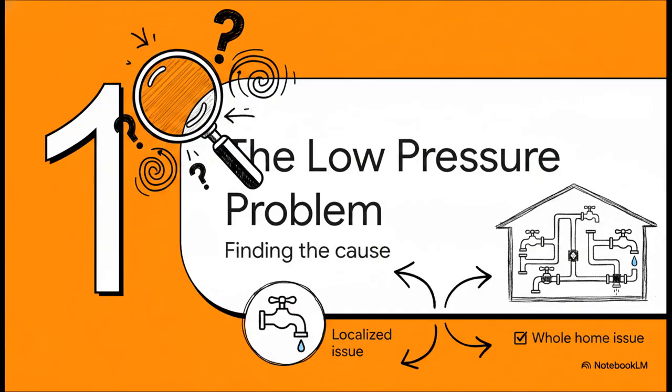So our first job here is to basically play detective. See, the key is figuring out if you're dealing with a small localized issue, like in one faucet, or something bigger that's affecting your entire home. That one little piece of information is going to guide our entire investigation.